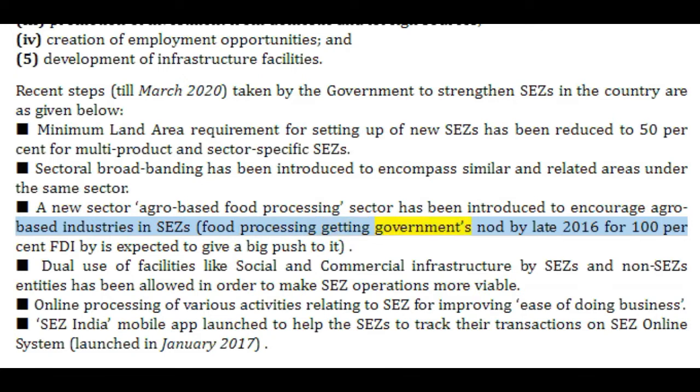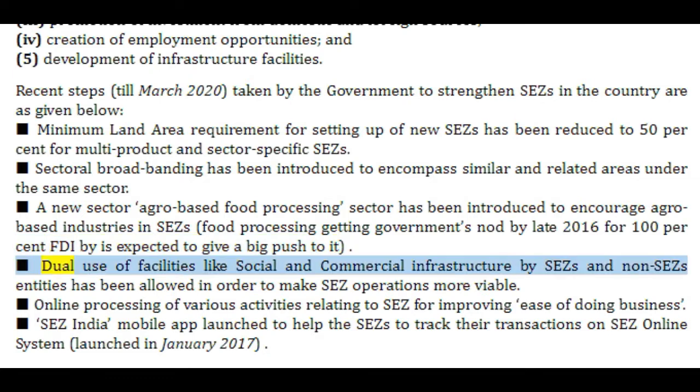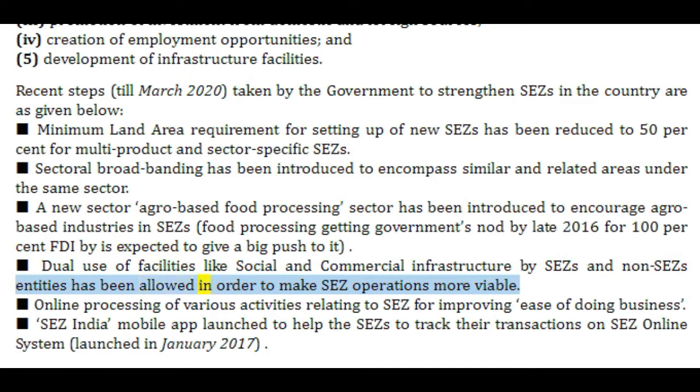Food processing getting government's nod by late 2016 for 100% FDI is expected to give a big push to it. Dual use of facilities like social and commercial infrastructure by CES and non-CES entities has been allowed in order to make CES operations more viable. Online processing of various activities relating to CES for improving ease of doing business. CES India mobile app launched to help the CES to track their transactions on CES online system, launched in January 2017.